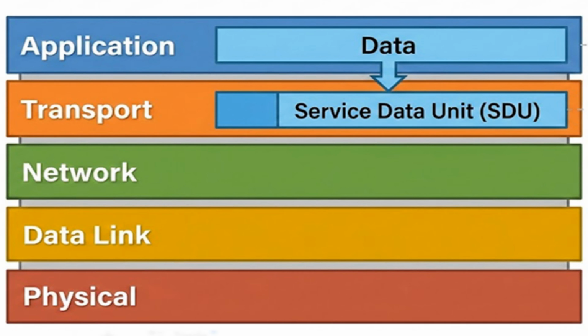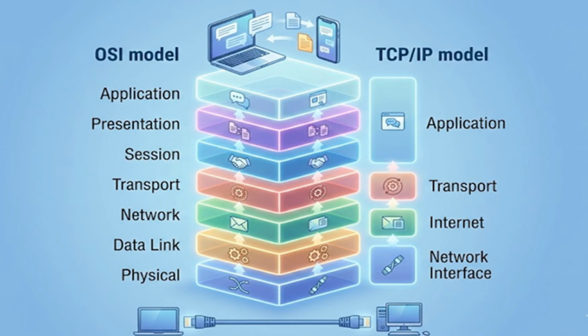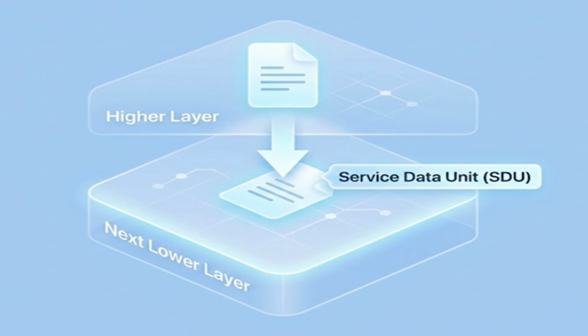What is a service data unit, SDU? A service data unit is a block of data passed from a higher network layer to a lower layer in a layered communication model such as the OSI model or the TCP/IP model. For example, think of networking like a stack of layers. Each layer provides services to the layer above it. The higher layer creates data that is handed down to the next lower layer. At that point, the data is called a service data unit, SDU.